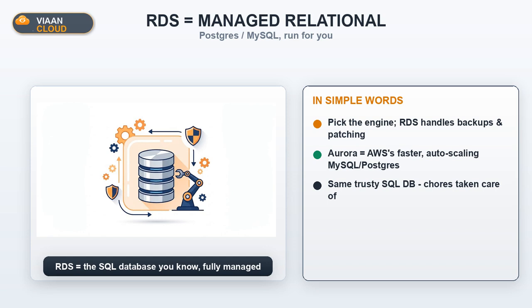On AWS, the managed home for relational databases is RDS, the Relational Database Service. You choose your engine, PostgreSQL, MySQL, SQL Server, and others, and RDS runs it for you. Automated backups, security patching, and easy failover all handled. There's also Aurora, Amazon's own cloud-built version of MySQL and PostgreSQL, fully compatible with them, but re-engineered to be faster and to scale its storage automatically. The mental model is simple. It's still the same trusty relational database you know, with the painful operational chores quietly taken care of. You write queries, AWS keeps the lights on.